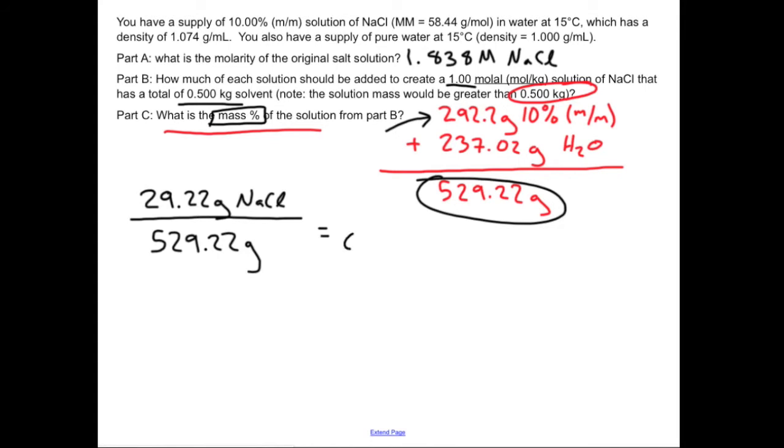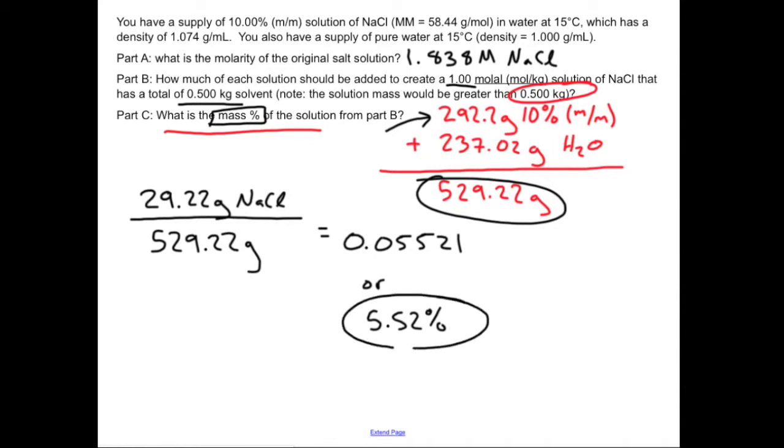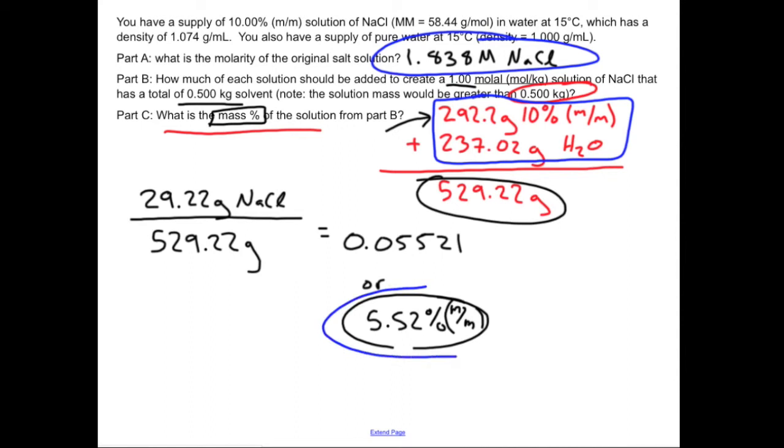And when I do that out, I get 0.05521, or this is going to be my final answer, 5.52%. And I would put over there M per M, just so it's clear to everyone. Great, so I answered all my questions. Here was my answer from part A. This is my answer from part B, this information about how much of each. And here's my answer for part C.